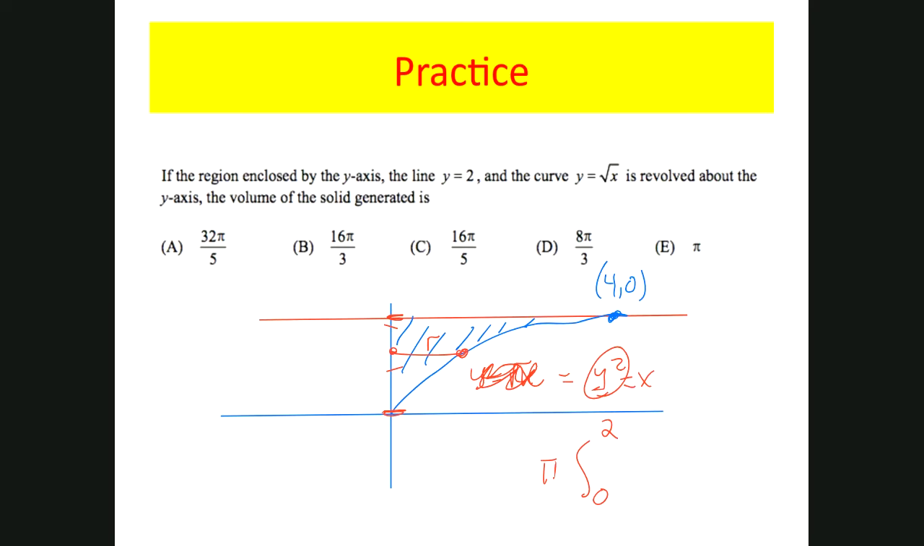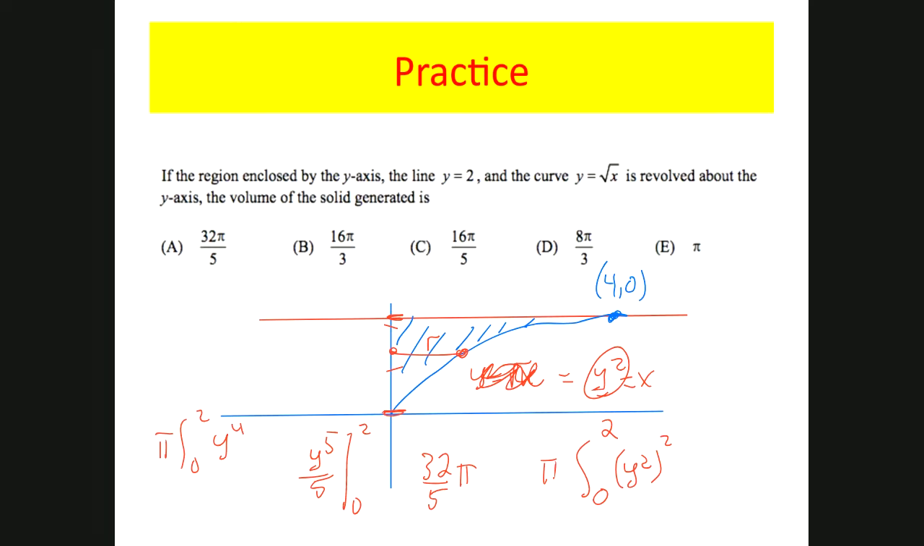So remember, now we just go y squared squared, and I'm going from 0 to 2. If I rewrite this, this would be y to the 4th. So I've got pi times the integral from 0 to 2 of y to the 4th. If I take the integral here, it's y to the 5th over 5, from 0 to 2. If I put 2 in there, 2, 4, 8, 16, 32, so that's going to be 32 over 5 pi.